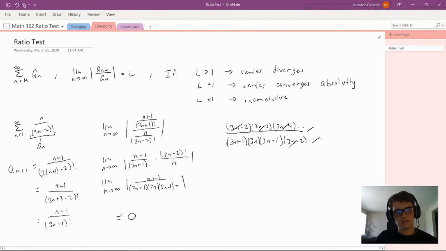Okay, so let's take a look at what this means. If we go back up to our criteria, if L is greater than 1, the series diverges. Well, we don't have that because 0 is not greater than 1. If L is less than 1, the series is going to converge absolutely. So this is the one that we have because 0 is less than 1. So that tells us that this series converges.